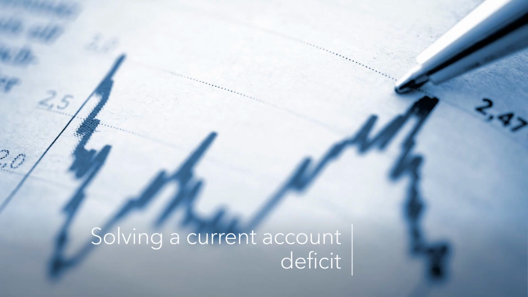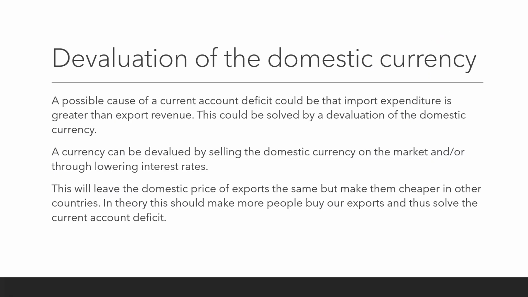Now, let's look at how we solve a trade deficit. So, one of the ways that we could solve a trade deficit is by devaluing the domestic currency. So, a possible cause of a current account deficit could be that import expenditure is greater than export revenue, and this can be solved by a devaluation of the domestic currency. A currency can be devalued by selling the domestic currency on the market and/or through lowering interest rates. And this will leave the domestic price of exports the same, but make them cheaper in other countries. In theory, this should make more people buy our exports and thus solve the current account deficit.